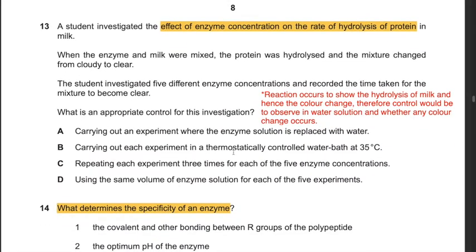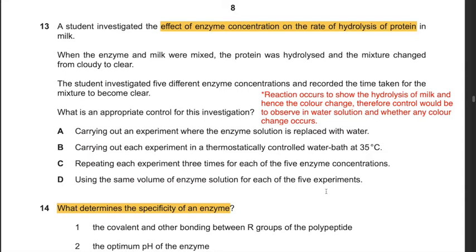Question 13. A student investigated the effect of enzyme concentration on the rate of hydrolysis of protein in milk. When the enzyme and milk were mixed, the protein was hydrolyzed and the mixture changed from cloudy to clear. The student investigated 5 different enzyme concentrations and recorded the time taken for the mixture to become clear. What is an appropriate control for this investigation?